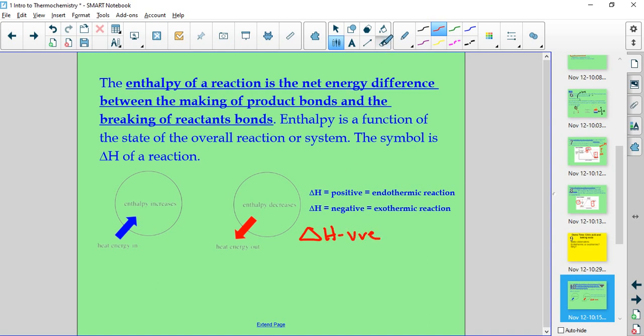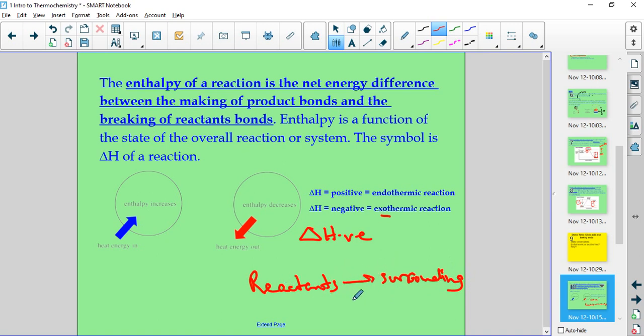Right, when enthalpy is negative, it's going to be exothermic. So let's say these reactants lose energy to the surroundings. Right, and this energy is lost.